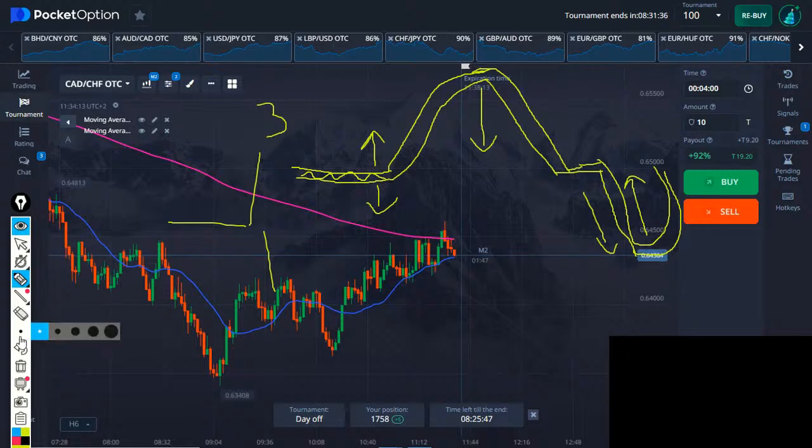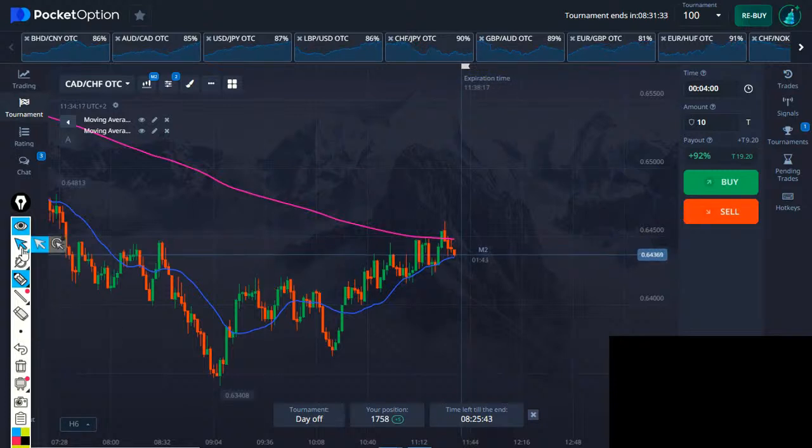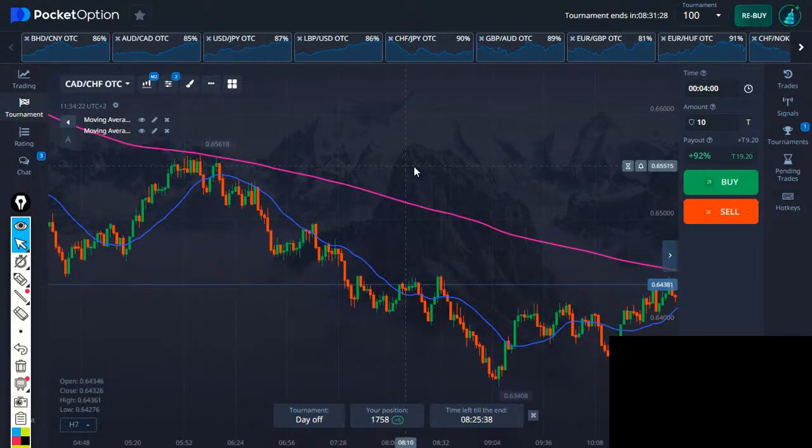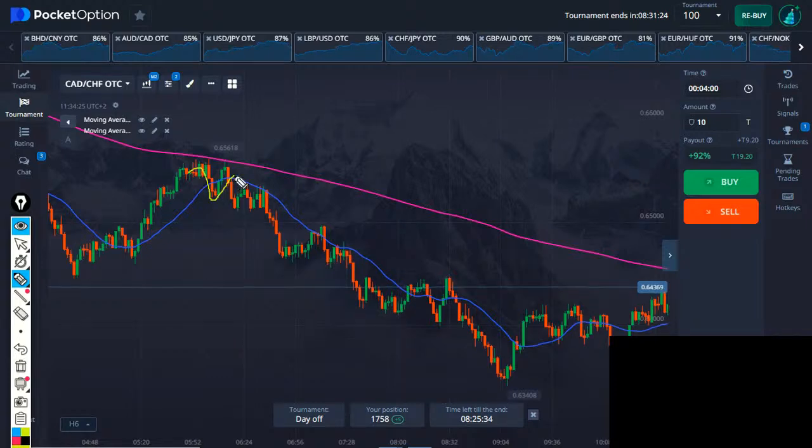To show you a clear example that is happening right here in front of us, CAD CHF. Okay. So look here. Here we have a narrow state. How do we define the narrow state? Whenever you see both moving averages are close together, you see there's no huge difference in distance between the 200 and the 20 SMA. This is a narrow state. The narrow state is also reflected by the price moving sideways, as you can see here.